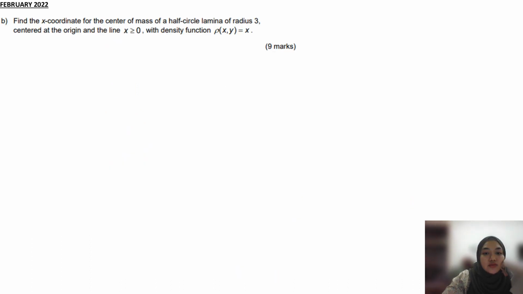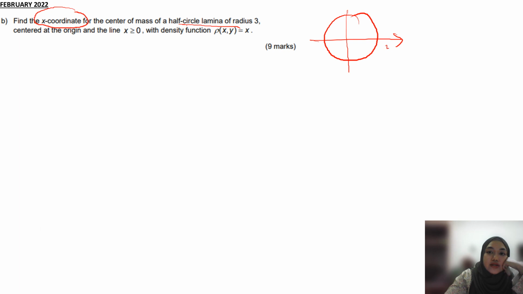Okay, we continue this question, February 22. Find the x coordinate. This one is focused on the x coordinate only, for the center of mass of a half circle lamina. Since it states a half circle lamina, this is a circle with radius 3, center at the origin, and the line x is more than 0. So since x is more than 0, it's here. This is the half circle lamina.